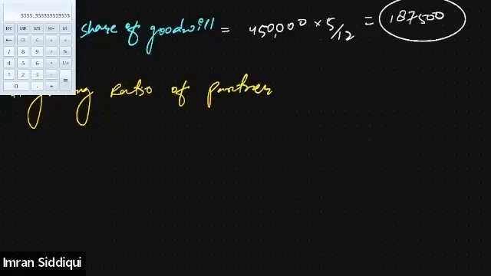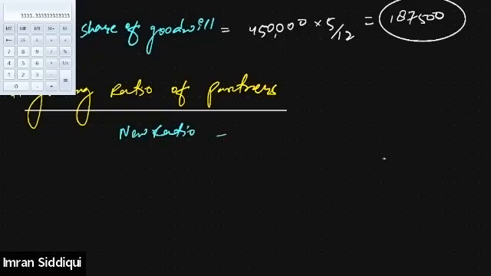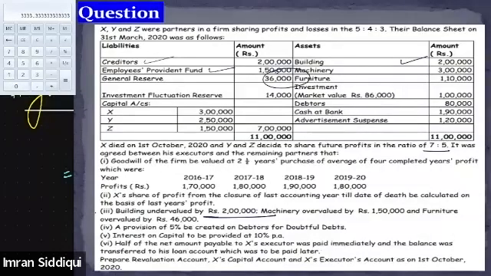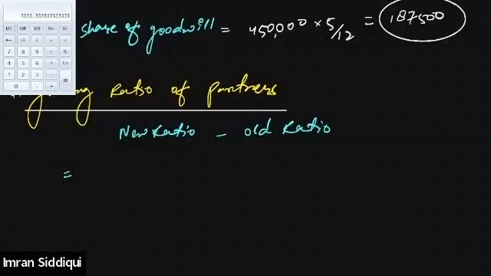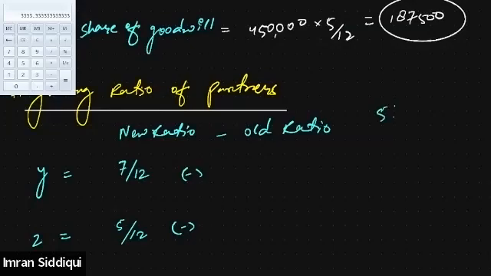Everybody knows how to do that, na? Gaining ratio is new ratio minus old ratio, right? So the new ratio for the partners is as given in the question. It is 7 is to 5. That means 7 by 12 and 5 by 12. And we need to subtract the old ratio. The old ratio of these partners was 5:4:3. Yes, 5:4:3. So that means earlier they were sharing 4 by 12 and 3 by 12.